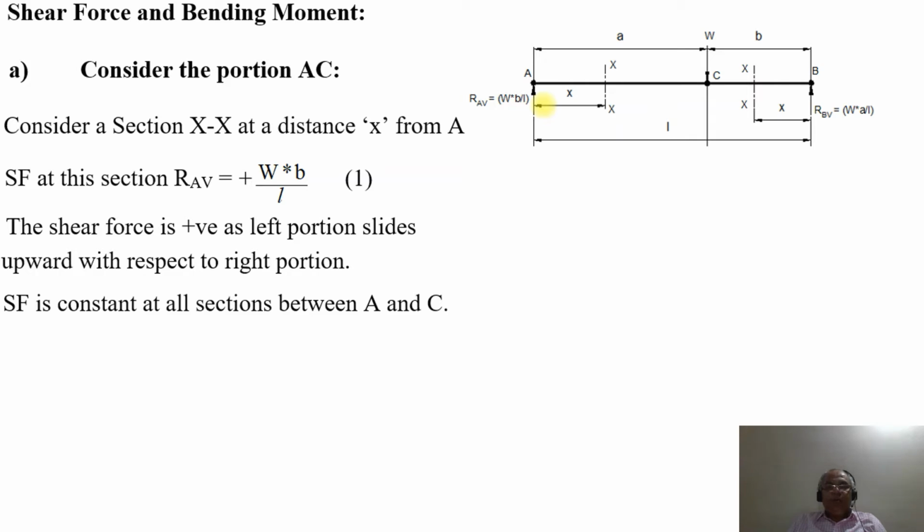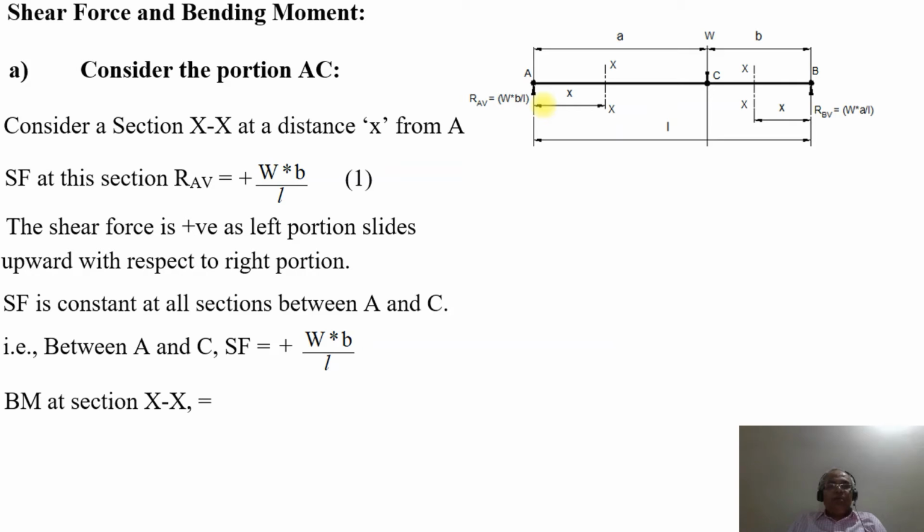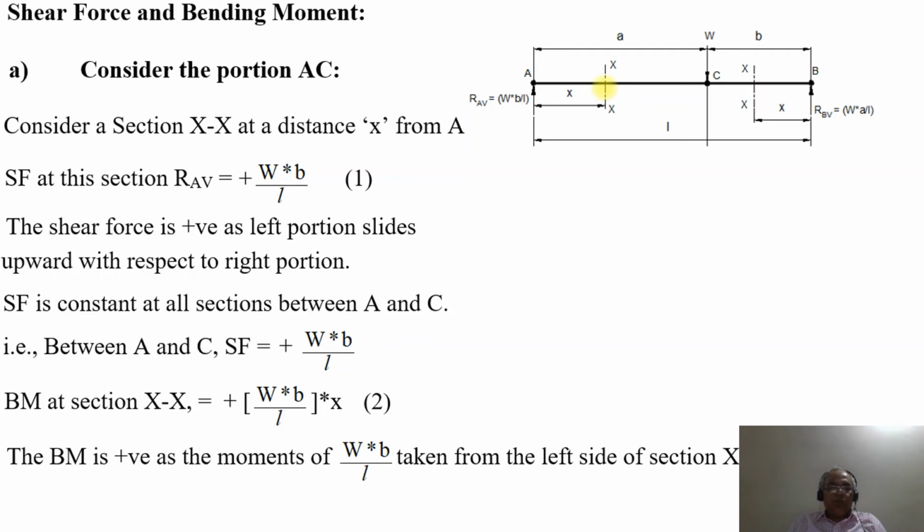So plus W into b by L. Between A and C it remains constant as there is no other load. So between A and C, SF will be equal to plus W b by L. Now, what happens to the BM at the section XX? The bending moment is load into distance, and as the beam sags upward, by convention it is positive. So it will be equal to plus W into b by L into x. Call this equation 2.